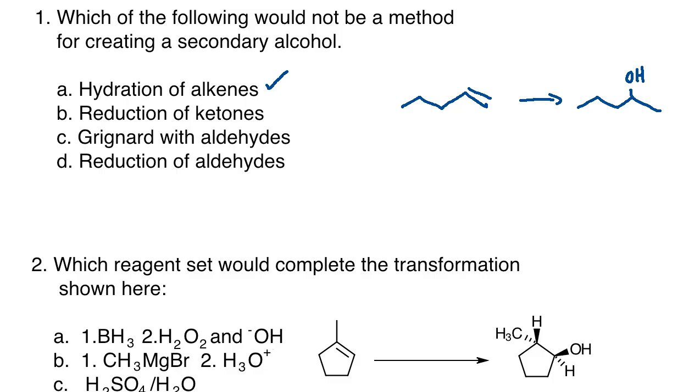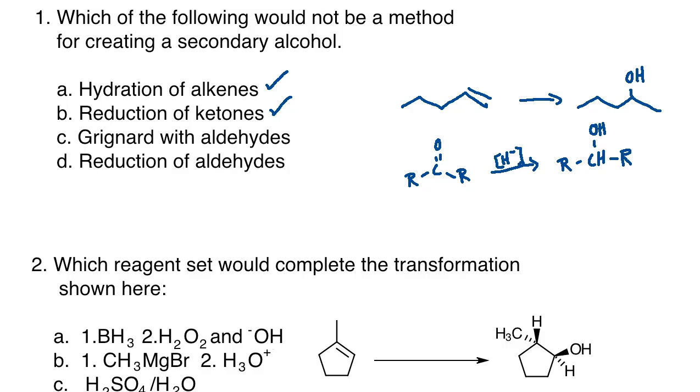Now, B, reduction of ketones. If I have a ketone, which is R, C double bond O, R, and I reduce it using any type of reducing agent that would provide hydrides, it might be NaBH4 or it might be lithium aluminum hydride, I will end up with RCH with the OH here and then another R. Well, that's a secondary alcohol, so this would also meet the test for creating secondary alcohols.